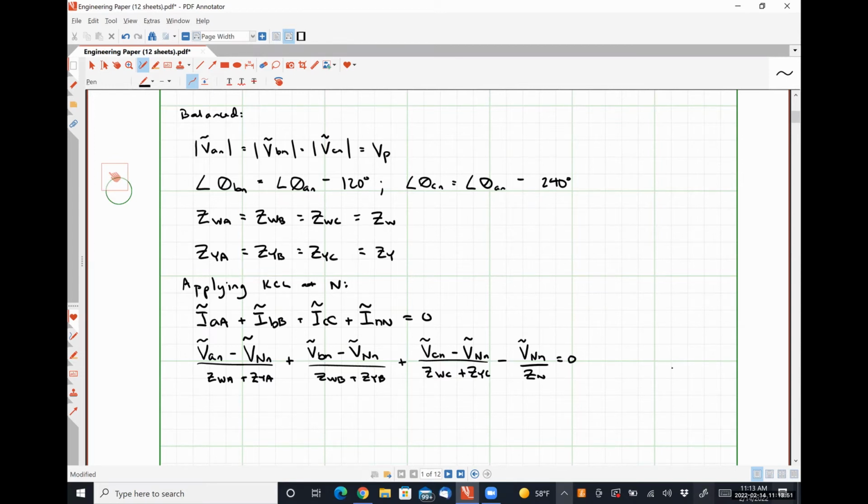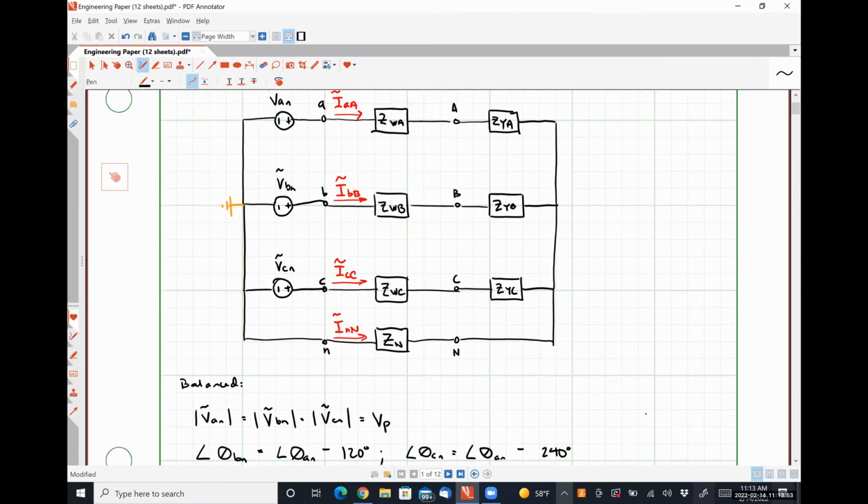Let me just explain where the minus sign is coming from. With a plus sign, this would look like V lowercase n uppercase n divided by Zn because the current is flowing to the right. Since I am trying to find everything in terms of V capital N lowercase n, effectively I want the current flowing in the opposite direction, which is where that negative sign comes from. So the negative sign was not a mistake.